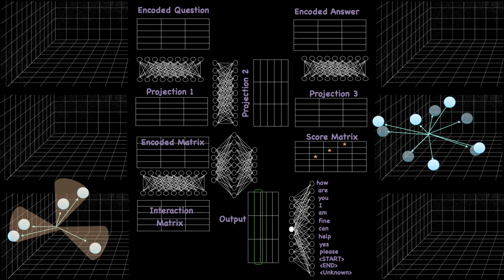If we process the second entry, the sequence generator will predict the second word of the answer to be M. If we process the third entry, the sequence generator will predict the third word to be fine.